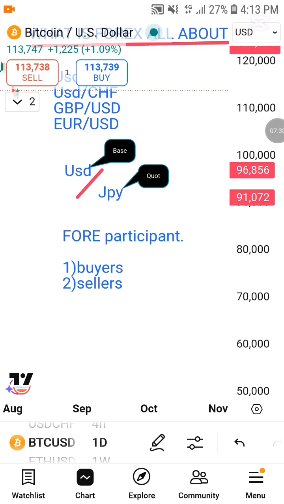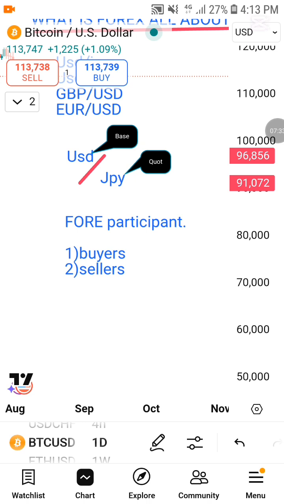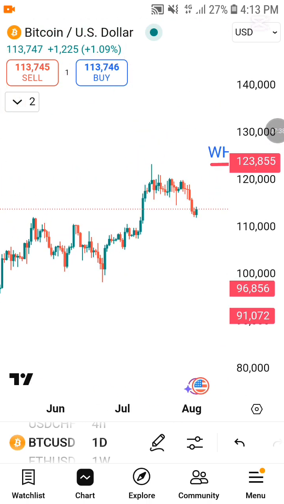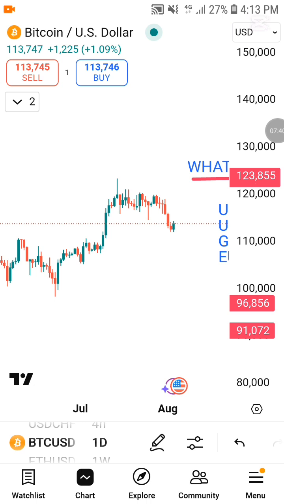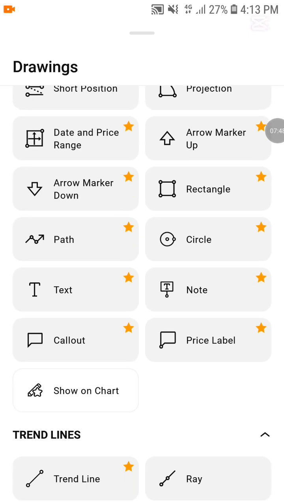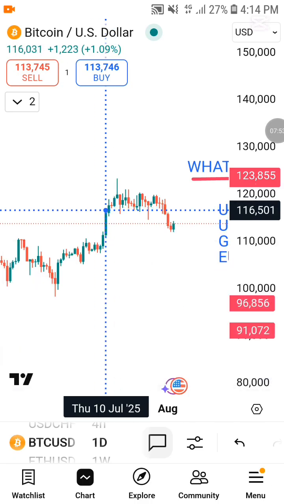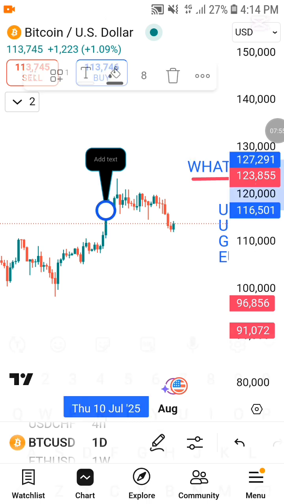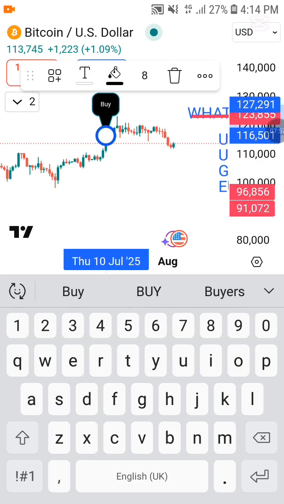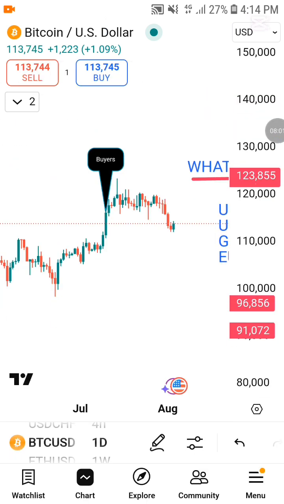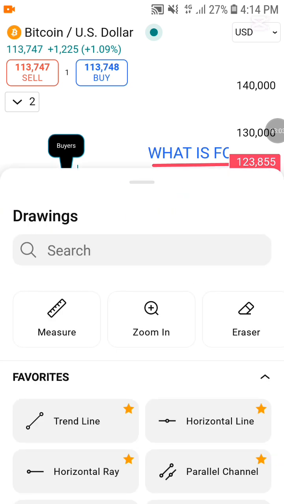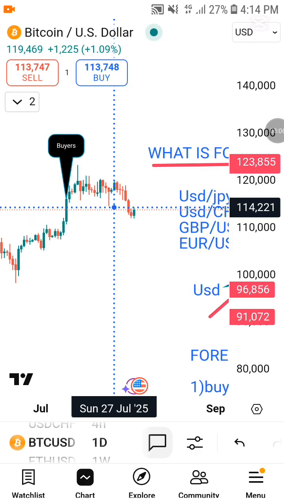The green candle represents the buyers, while the red candle represents the sellers. Let me take you to the chart and show you. Can you see? These are the participants. All these candles represent the participants in the market. The green candles that you are seeing represent buyers, and the red candles represent sellers in the market.